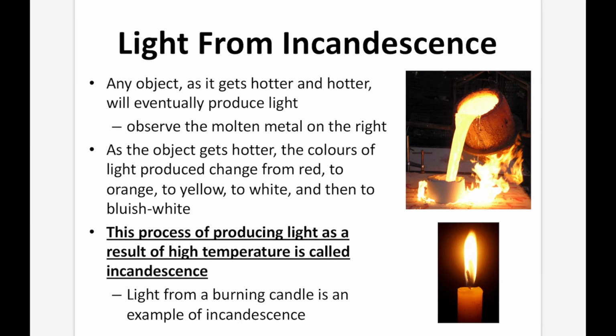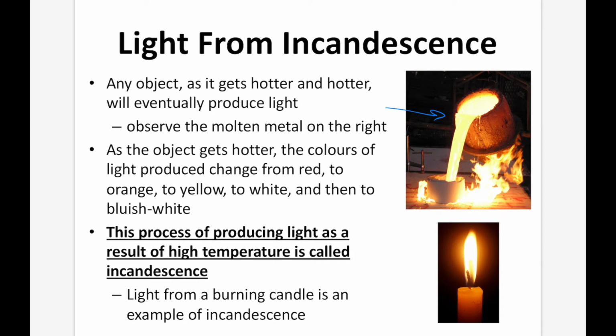Light from incandescence. Any object, as it gets hotter and hotter, will eventually produce light. So we see that right here. Once this metal gets hot enough, it starts glowing. In this case, it's going to glow in a yellowy orangey color. As it gets hotter and hotter, that color will eventually change from red to orange to yellow, and then to white, and then eventually to a bluish white as it gets really, really hot.